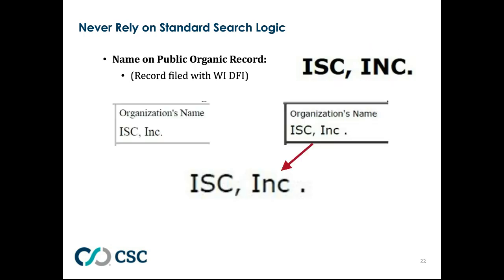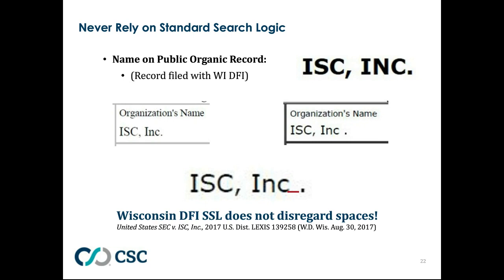Here's an actual example of how important it is to get it exactly correct. In Wisconsin, there was a record filed with the Wisconsin Department of Financial Institutions on ISC Inc., and there were two financing statements filed on ISC Inc. And if you look closely, one of them has an extra space in the name. Well, believe it or not, that was enough to render the financing statement seriously misleading and not effective because the Wisconsin Department of Financial Institutions standard search logic does not disregard spaces. With the extra space in the name, it's not the name of the debtor. And because of the extra space and the fact that the search logic in Wisconsin does not disregard spaces, a search of the correct name did not find the name with the extra space, and as a result, it was seriously misleading and not effective.